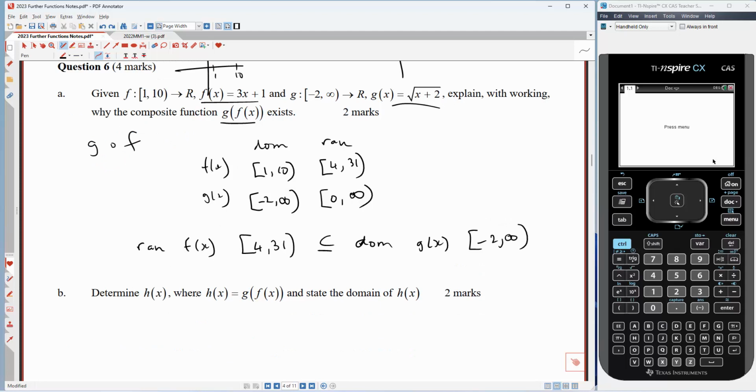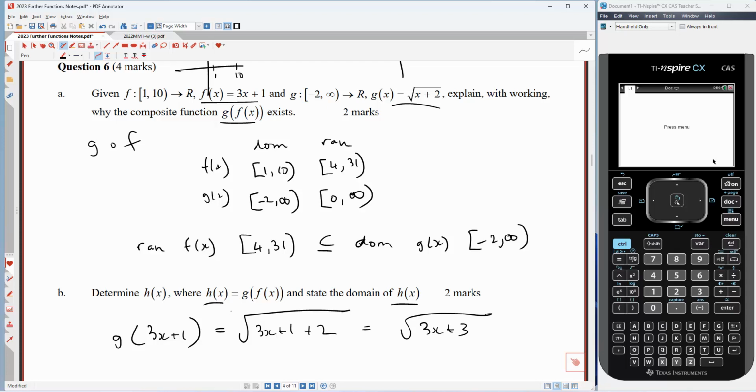Okay, determine h of x, where h of x is g of f of x, and state the domain of h of x. So this is the domain of the new function. Alright, so we're going to do g of f of x, where f of x is 3x plus 1. That means that everywhere we see this x, we're going to replace it with 3x plus 1. So we've got root of 3x plus 1 plus 2, which equals root 3x plus 3.